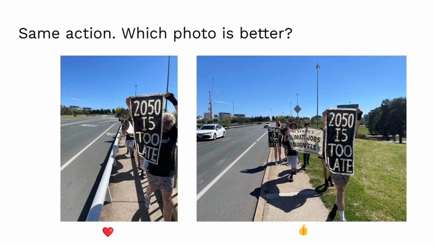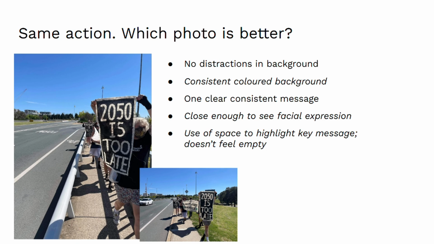In this photo, which one is better? So you've got the portrait one on the left-hand side and then the horizontal one on the right-hand side. So out of the two, the portrait one is better, no distractions in the background. So you can see in the horizontal one, there's cars coming through, that's creating movement and detracting from the signs themselves. There's one clear message, which is the 2050 is too late. These are probably the key considerations in addition to all the other ones.